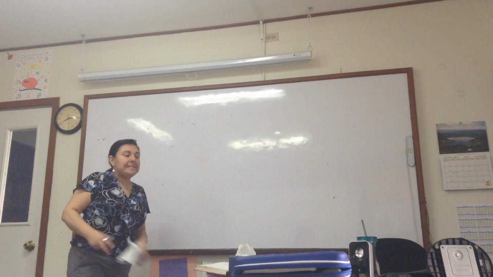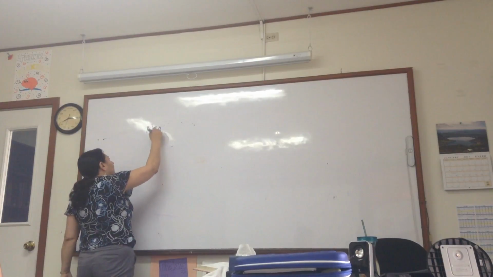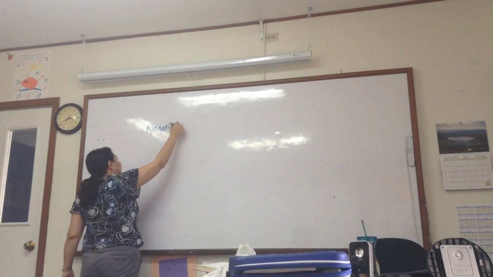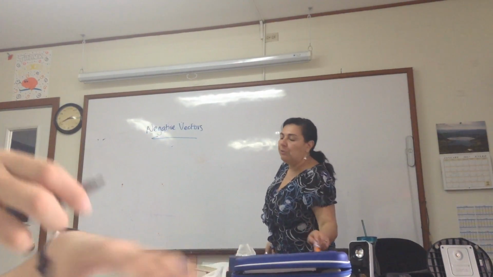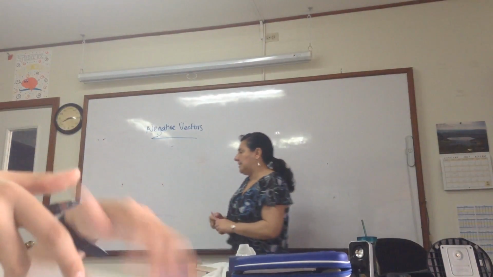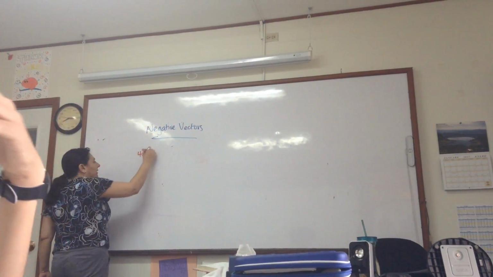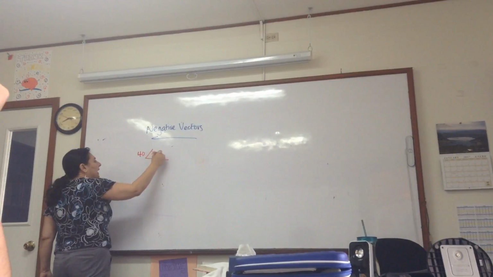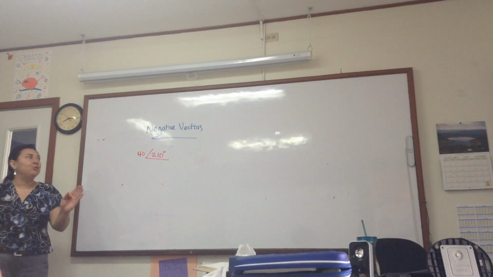Now, negative vectors. Completely different topic. There's even more. This is extremely simple. Remember when they would give you, let's say, 40 angle 210? What's the first thing you have to do?